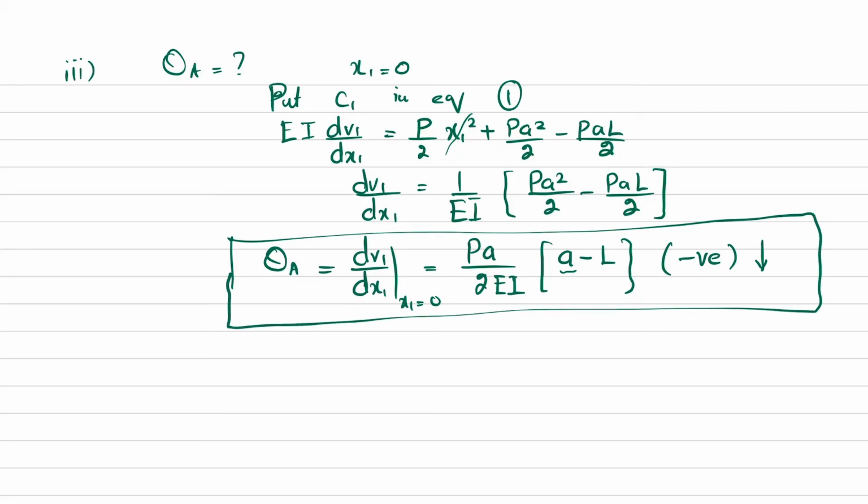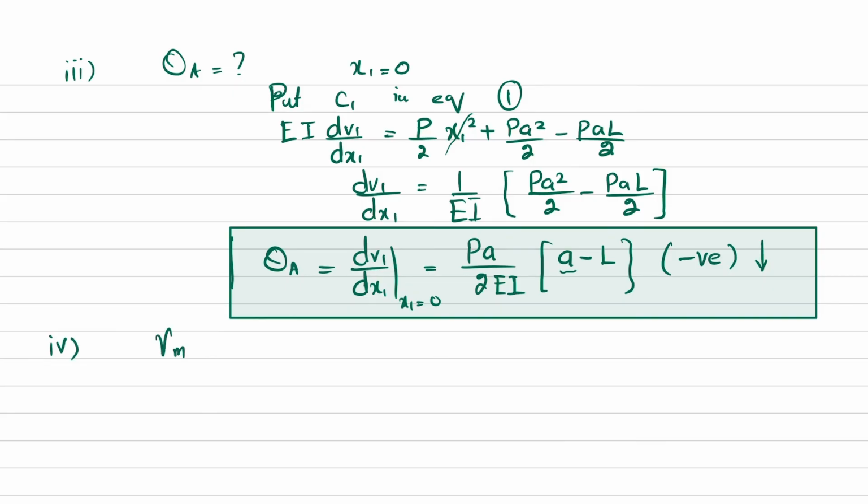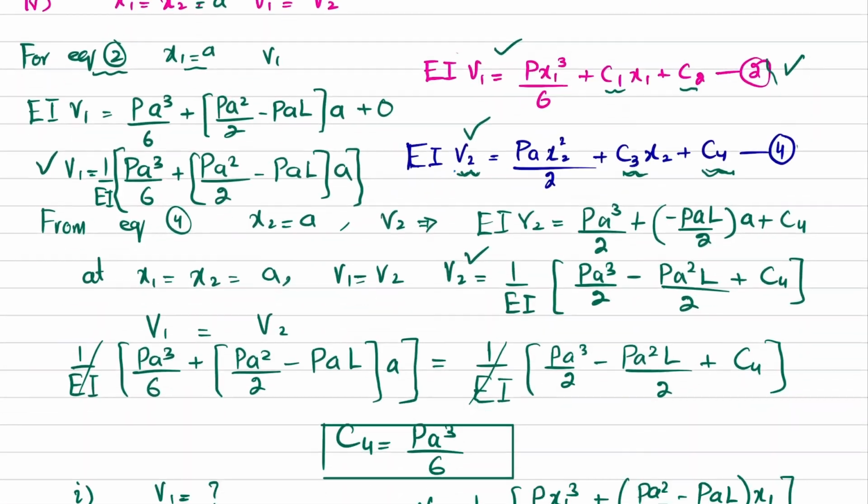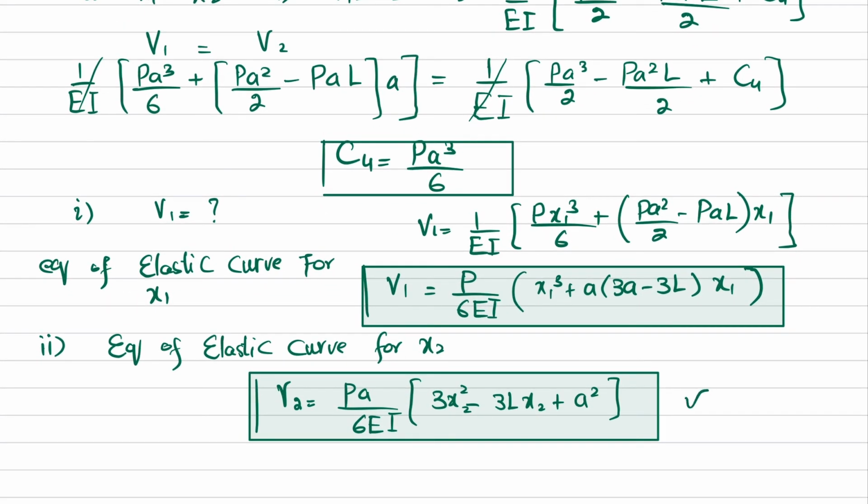And the last part is that you have to find the maximum deflection, Vmax. So where will be Vmax? Vmax will be maximum at x2, not x1, because x1 is only limited till A. So x2 is equal to L by 2. V2 is equal to Vmax. You can see that this is the equation of elastic curve for V2, so for x is equal to L by 2, you have to put it in this equation and simplify it. I will write only the answer.